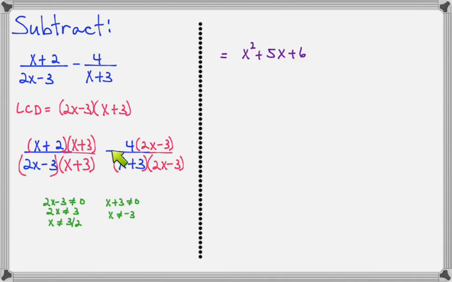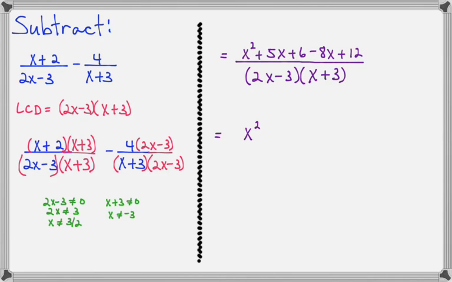Now for the second one, I have to distribute negative 4. Negative 4 times 2x is minus 8x. Negative 4 times minus 3 makes plus 12. And that's the whole new numerator. The denominator is still those same two factors, and we do not have to multiply these back together. At least that's some good news.